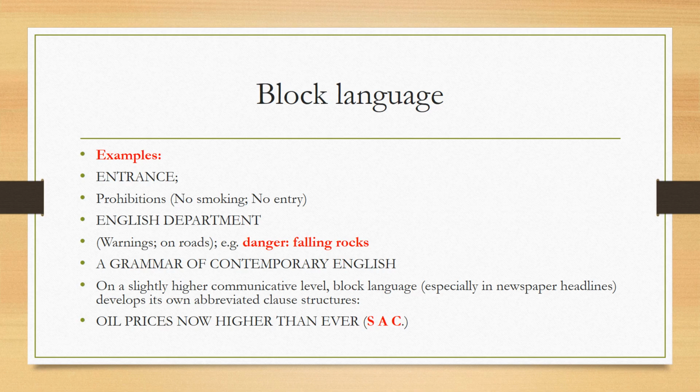Again, we have some labels on which there are written some prohibitions, something that is not allowed. For example, no smoking, no entry. Okay, so you see here, the main element is what, the noun, smoking, entry. The label that we have on our department is called Department of English or English department, only noun phrases. There's no verb, it is not a complete sentence, but still we can understand the meaning of English department or Department of English from the context.